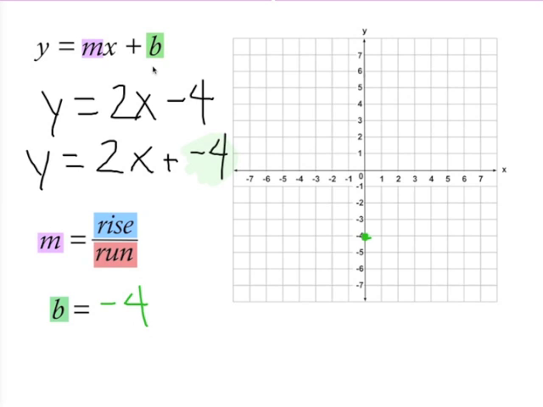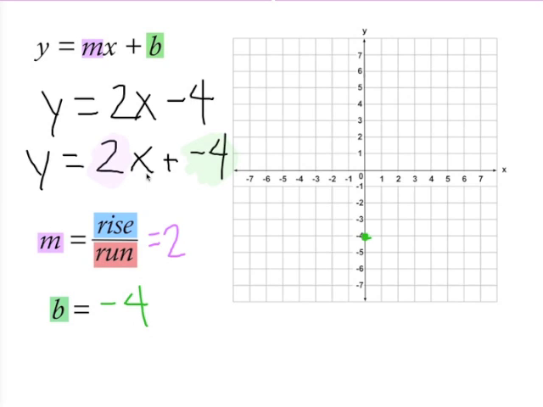Now we're going to figure out the slope. So I'm looking for the coefficient of my x term. This is my x term right here. And the coefficient of that x term is 2. So my slope is 2. But what is slope anyway?